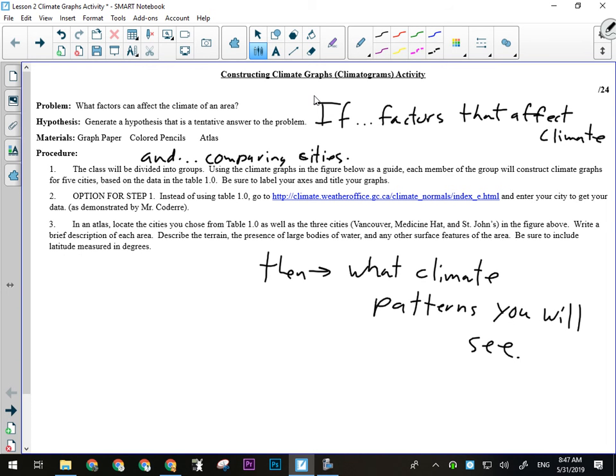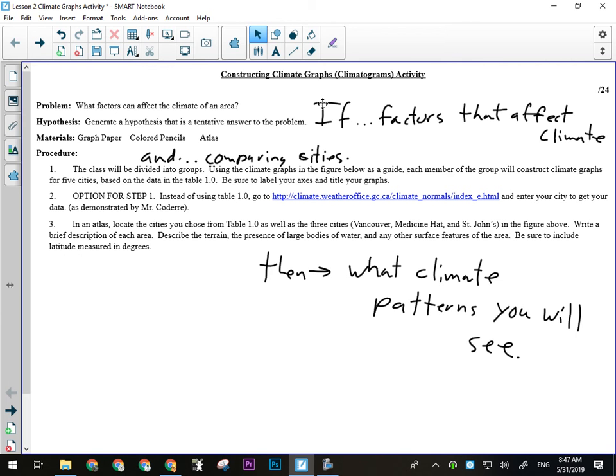So as you can see, there's no design here. There's no manipulated variable, there's no responding variable. This isn't an experiment. This is a data analysis activity. We're looking at data that's already been gathered, and we're trying to figure out what patterns there are in that data. Does that sort of make sense?